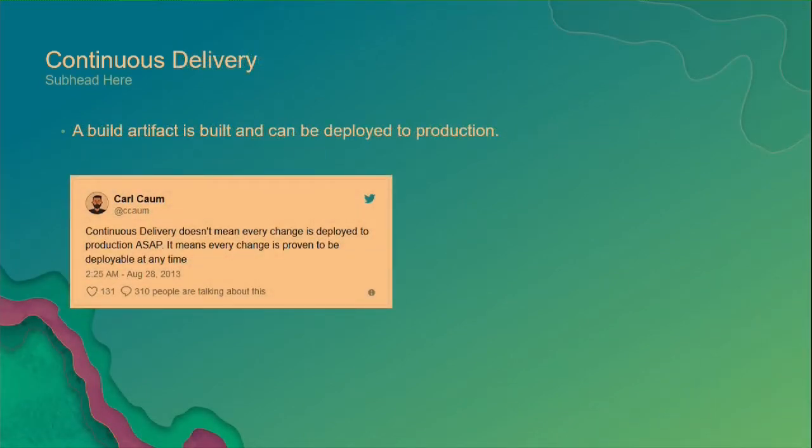And then for CD, continuous delivery. Continuous delivery is basically you want to have a process that will allow you and your team to generate a production-ready artifact at all times. So what this means is if you're merging to master, let's say master is your production release, anytime the code on the master branch changes, the end result should be an artifact that can be deployed to production. And as this tweet says, continuous delivery doesn't mean every change is deployed to production as soon as possible. It means every change is proven to be deployable at any time.